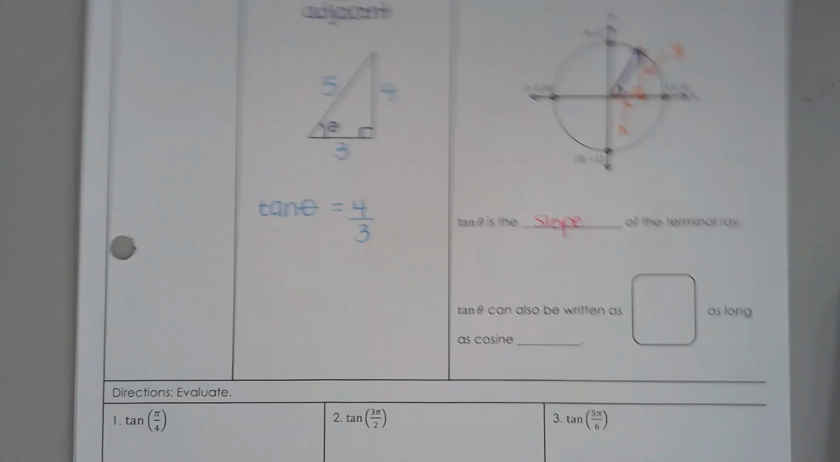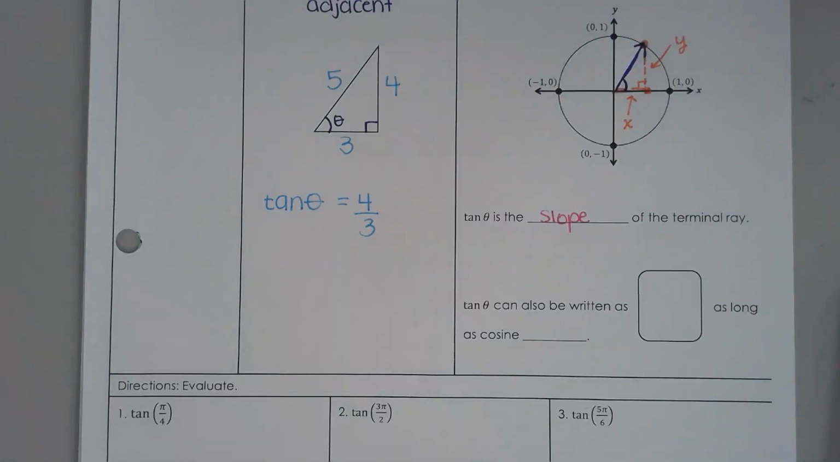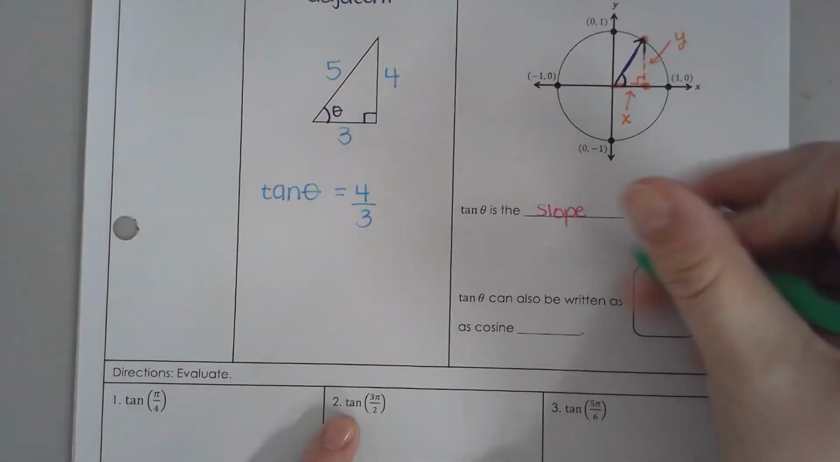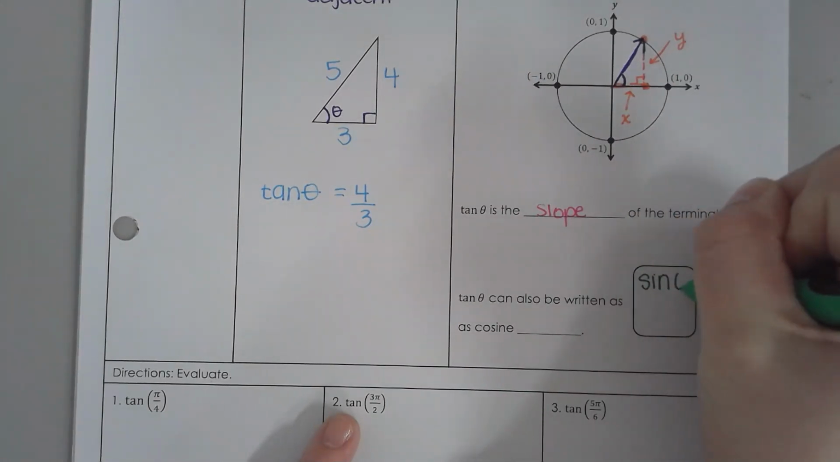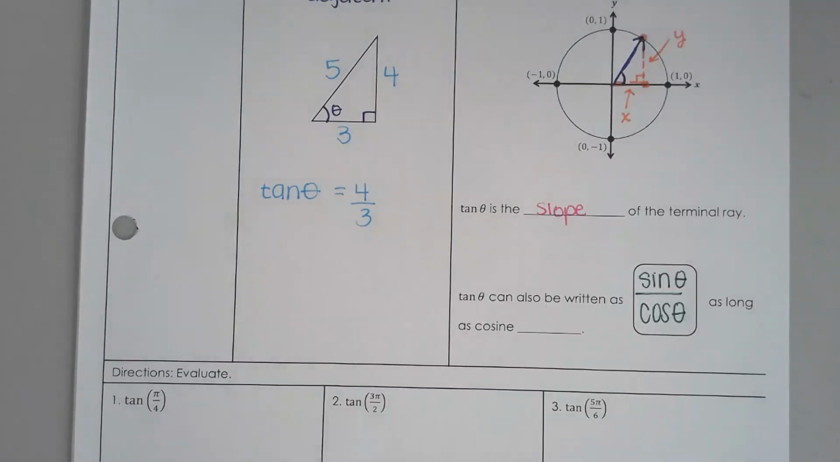We also know sine or cosine, one of those is your y value of that point. Which one is it? Sine. And cosine is x. So tangent can also be written, and this is the more common way, as sine over cosine. So to find tangent, you take the sine divided by the cosine.